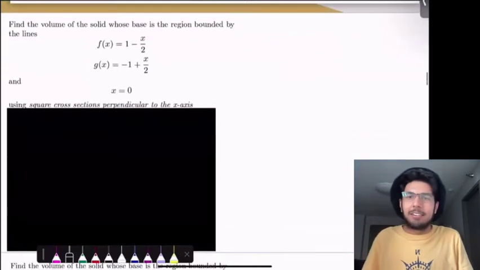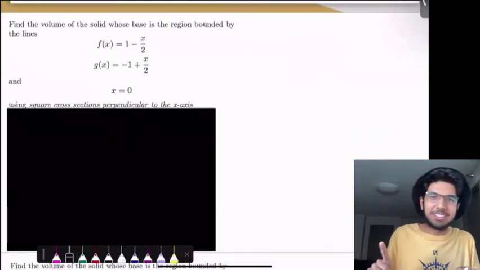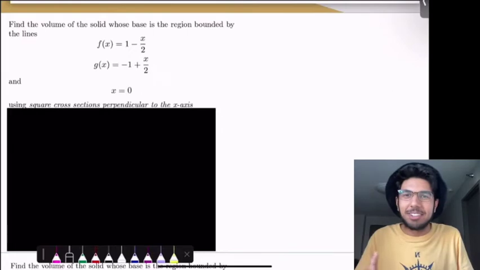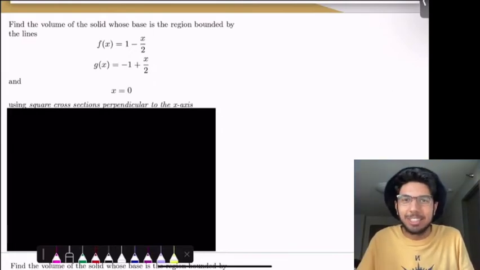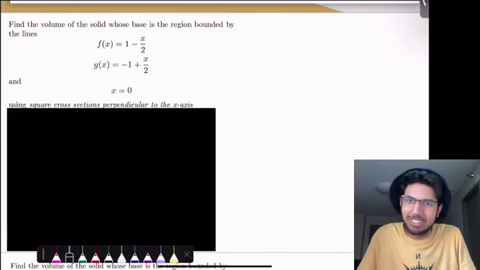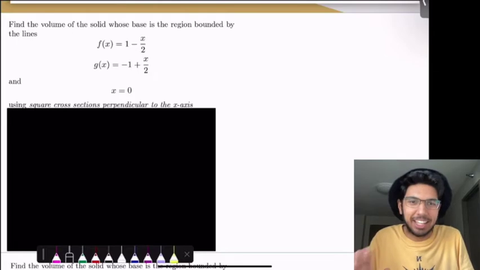Let's do some problems to figure out if we understand what's going on. So, ignore the black box for now, it'll come in useful in just a moment. Find the volume of the solid whose base is the region bounded by the following two lines and x equals 0, using square cross sections perpendicular to the x-axis.